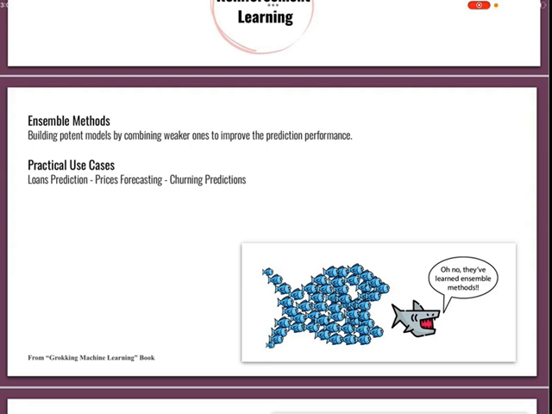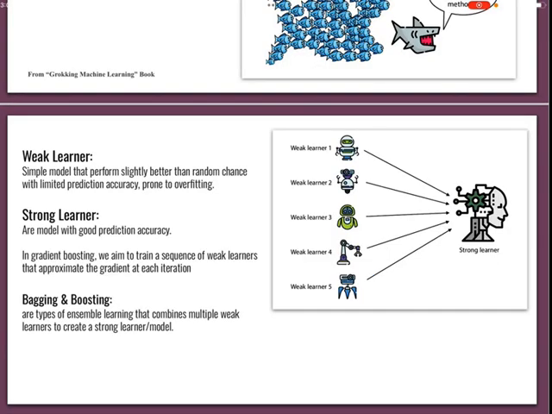And the most common practical use cases are such as loan prediction, price forecasting, and churn prediction. Basically, there are two terms when it comes to ensemble models. The first one is weak learner. The second one is strong learner. A weak learner represents a simple model that performs slightly better than random chance, with limited prediction accuracy, prone to overfitting. Then we have a strong learner, models with a good prediction accuracy. Strong learners are a combination of multiple weak learners.